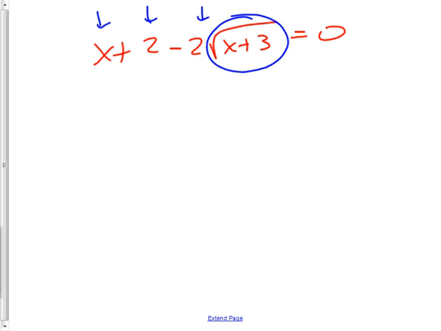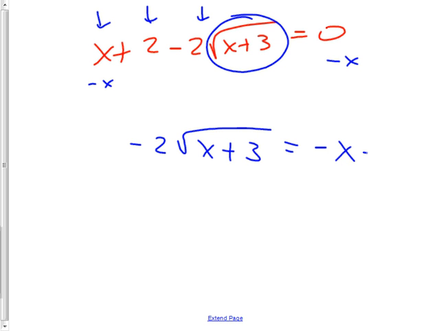Okay? So I'm going to move this over to the other side by minus x. Move that over to the other side by subtracting 2. I'm going to just do those 2 steps first. Negative x minus 2. See what I just did there? Move this and this over to the other side. Okay? Now I'm going to get rid of that negative 2 there. How do I do that?